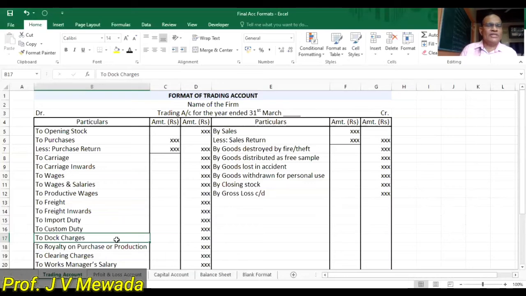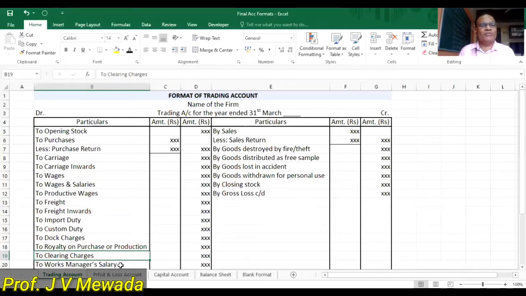Then we have dock charges. Dock charges are paid to the dock authorities. Then we have royalty on purchase or production. Royalty on purchase or production is the charge that we pay for use of patents and copyright, that is, the intangible assets. Then we have clearing charges. Clearing charges we pay to the agent for clearing the goods in case of import of goods.